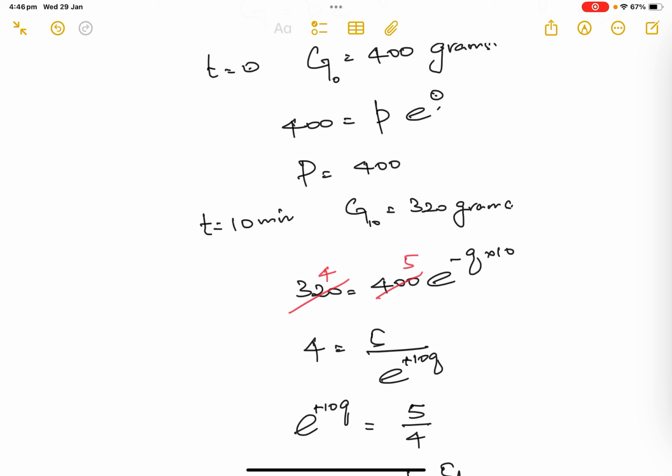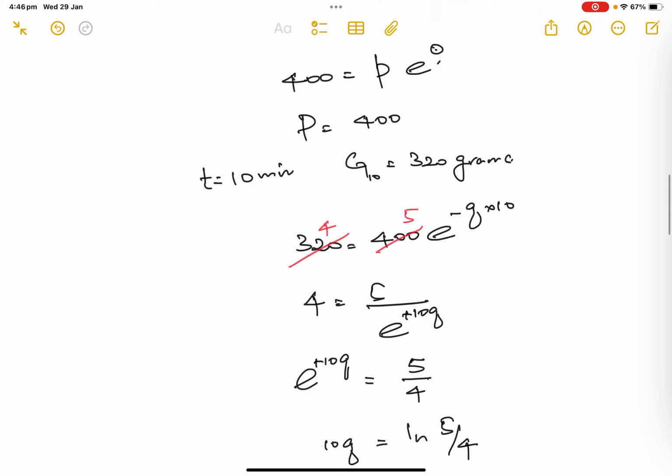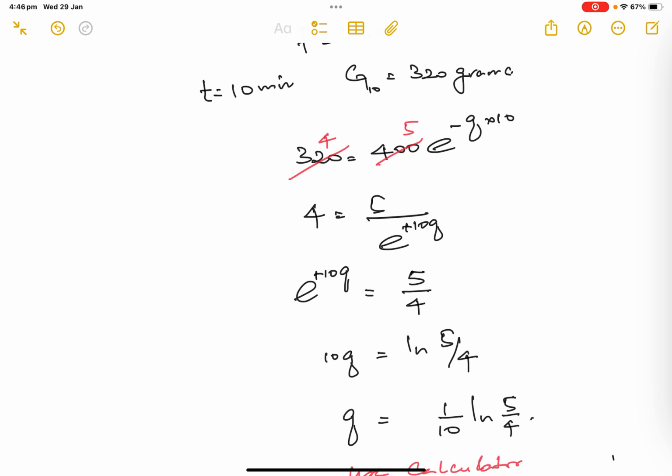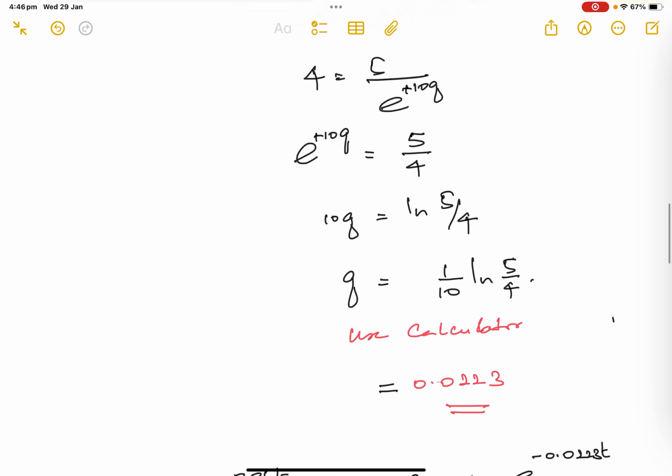So the left-hand side G10 is 320, the right-hand side is 400 e to the power of minus 10q t. From both sides, 80 is common. So 320 divided by 80 is 4, and 400 divided by 80 is 5. Again, I just bring the minus 10q to the denominator. So 5 over 4 equals e to the power of 10q, by cross multiplication.